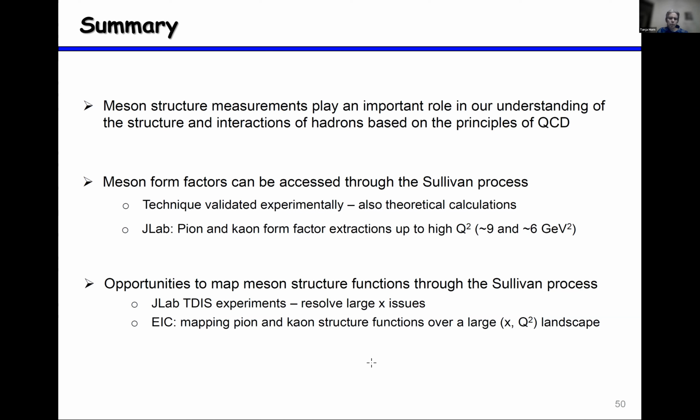Then I also talked about the opportunities to map meson structure functions through the Sullivan process, in particular through the JLab TDIS experiments that aim to resolve the large x issues. And then finished up here the discussion with the EIC and the prospects of mapping the pion and kaon structure functions over a very large x and Q squared landscape, and possibly giving the final word on the impact and the role of gluons in pions, kaons and protons. And that's it. So thank you very much for listening here today, and I'm happy to take any questions.